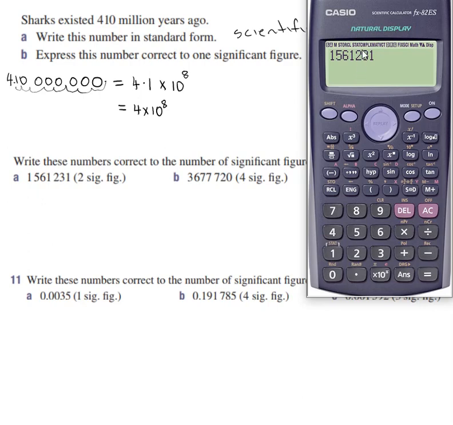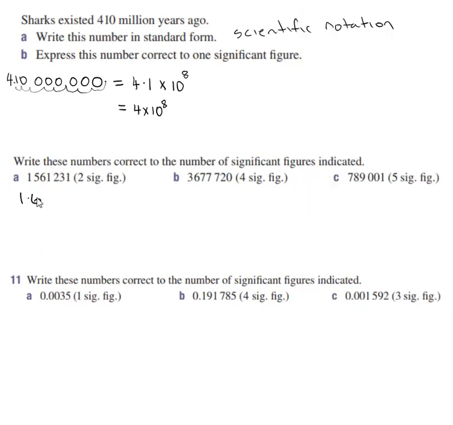Well, it's not actually saying write it in standard form, it's just writing it to 2 significant figures. But you can write your answer in scientific notation because it doesn't say you can't. So we are going to go Shift Mode, 7 for scientific notation. How many significant figures do we want? We want 2. And we're going to press equals. And there's our number, 1.6 times 10 to the 6.